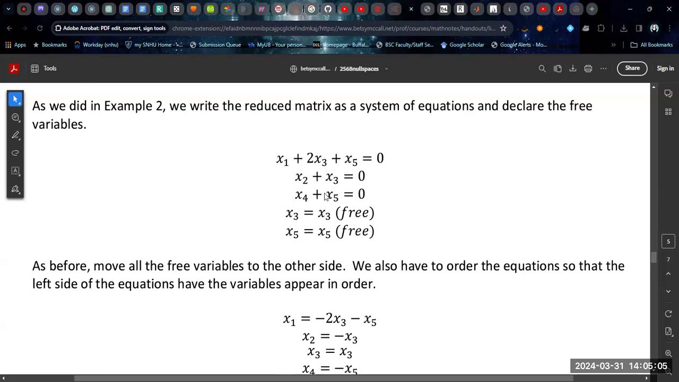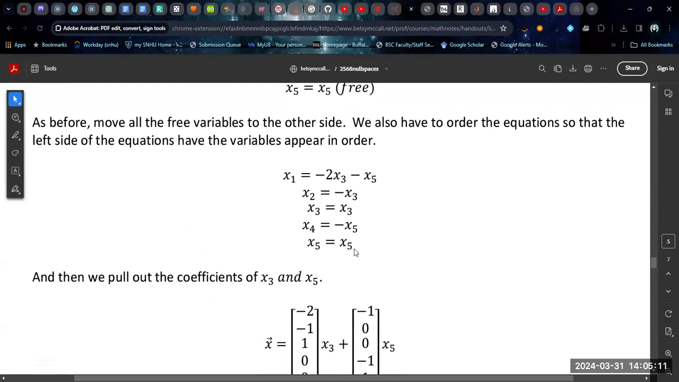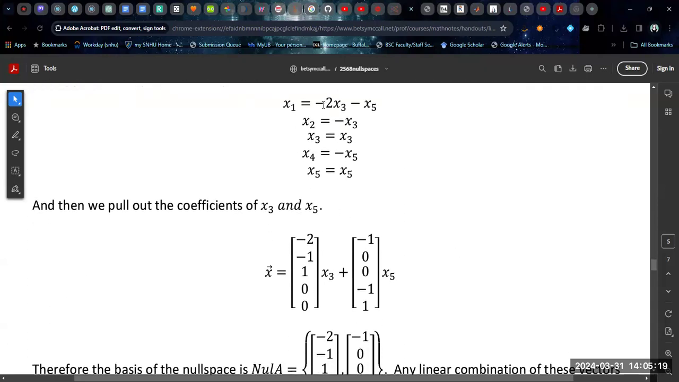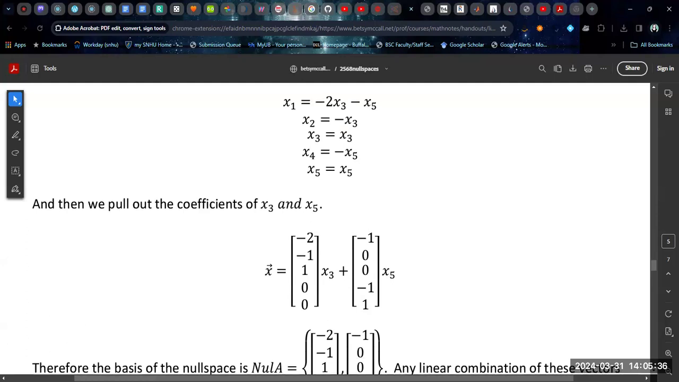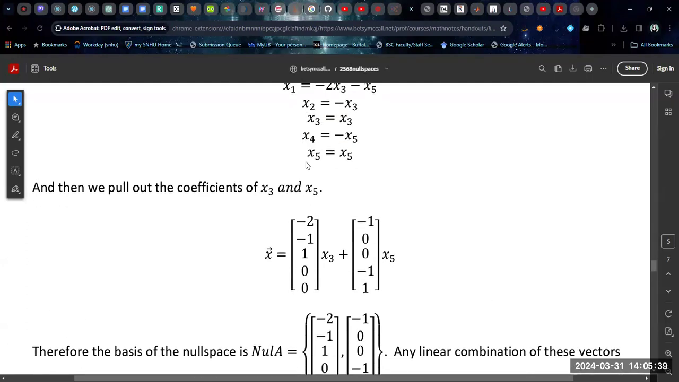Up here, we're going to move everything over to the other side of the equation. And then again, we want to collect our coefficients for our x3 and then collect our coefficients for our x5. So for x3, we have -2, -1, and 1. And then no x3s down here, so 0, 0. And then collect our coefficients for x5, -1, 0, 0, -1, 1. And again, I put these in the order x1, x2, x3, x4, x5, so that I have x on the other side of the equation, because the order matters.